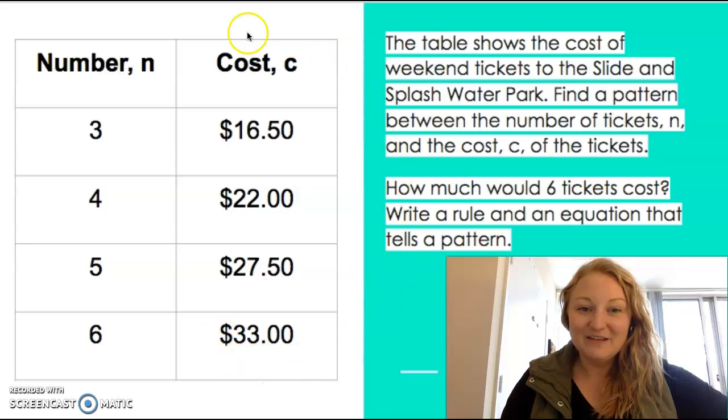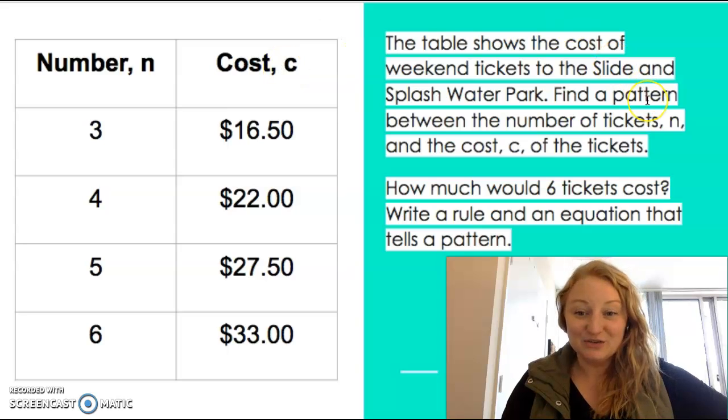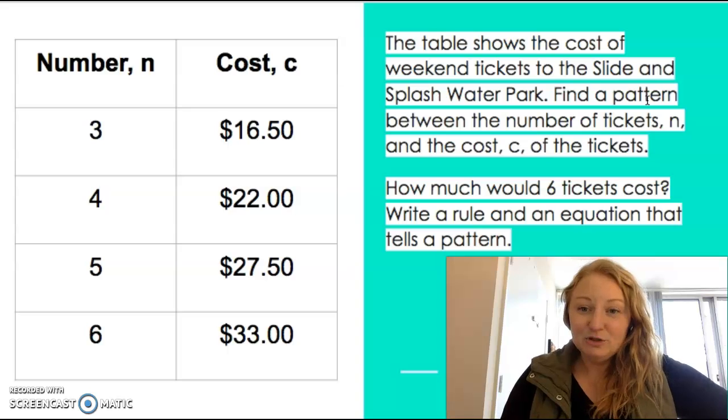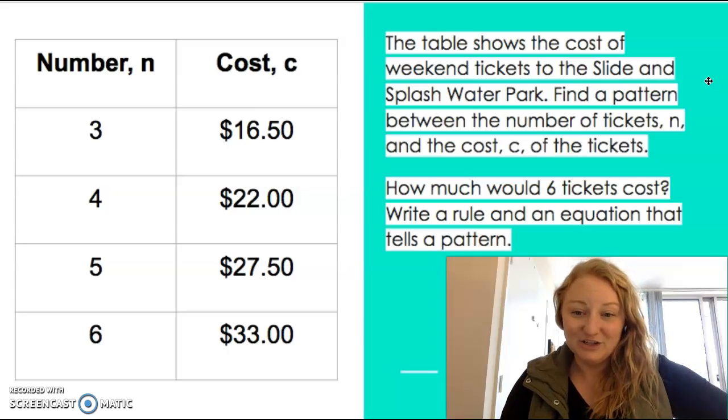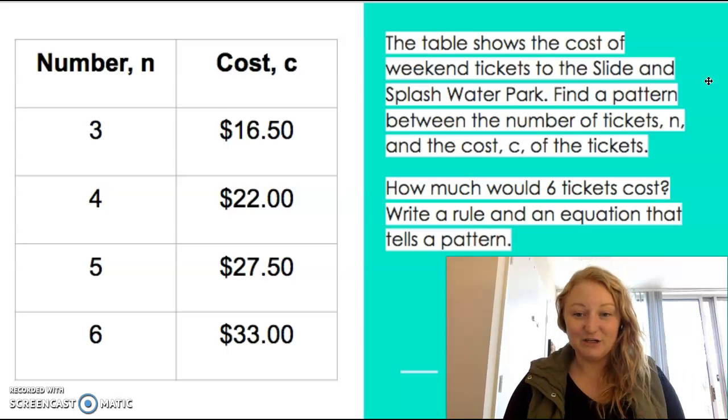So let's take a look here. Here we have a table, and then there's a situation that describes the table over on the right-hand side. It says the table shows the cost of weekend tickets to the Slide and Splash water park. Find a pattern between the number of tickets, N, and the cost of the tickets. How much would 6 tickets cost? Write a rule and an equation that tells the pattern.